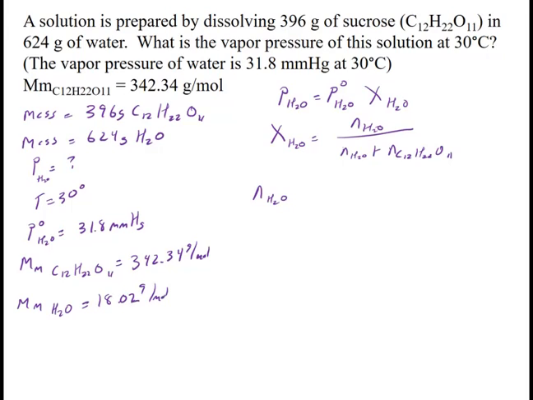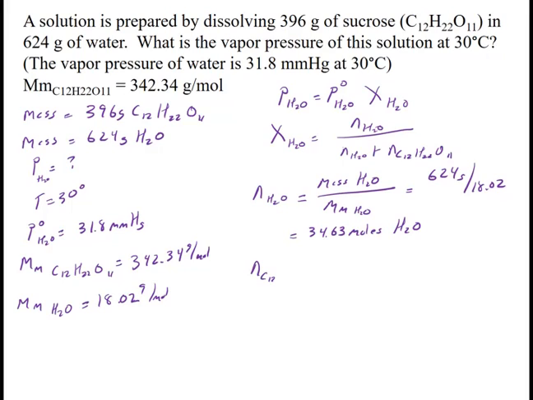Okay, so the moles of water is the mass of water divided by the molar mass of water. So it's going to be the 624 grams divided by 18.02, and so I get, when I do that, 34.63 moles of water.